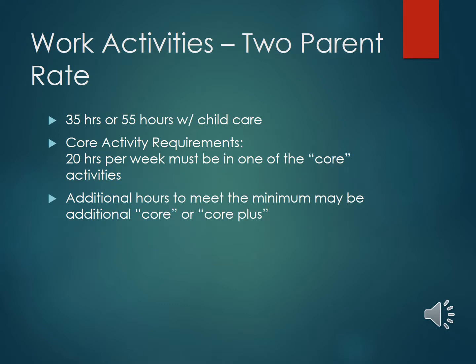For the two-parent households, the participation requirement would be 35 hours without child care or 55 hours if utilizing child care. The core activity requirement will still be at least 20 hours weekly, and the additional hours can be completed in core or core plus to meet the participation. If the family chooses for one parent to complete all hours for both parents, that will be allowed.